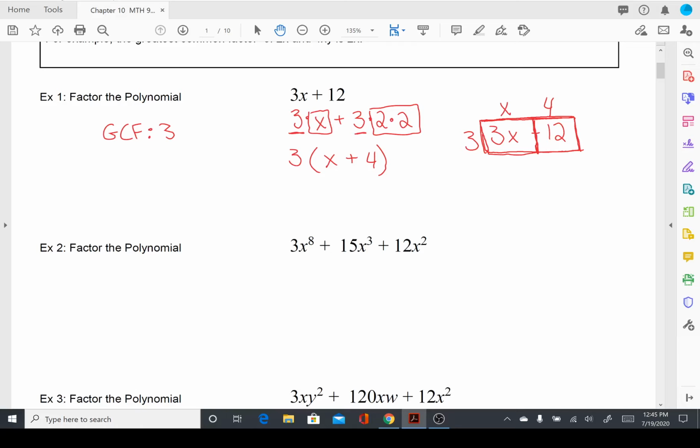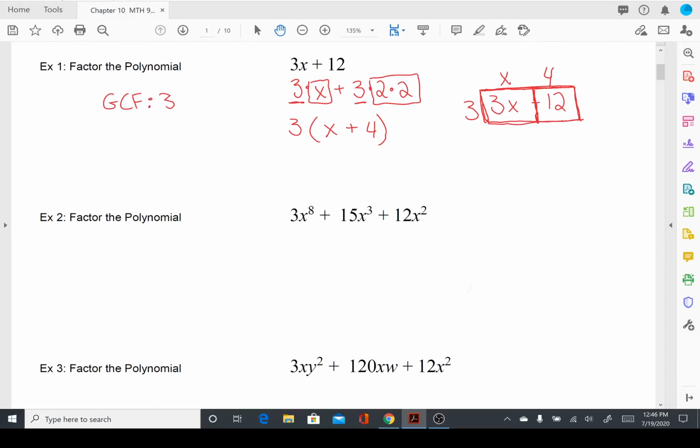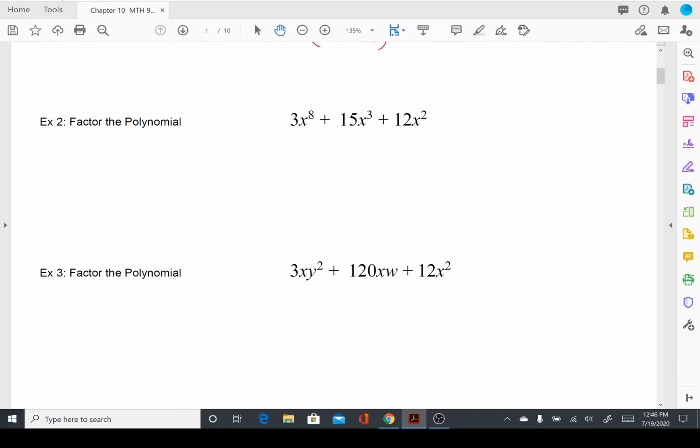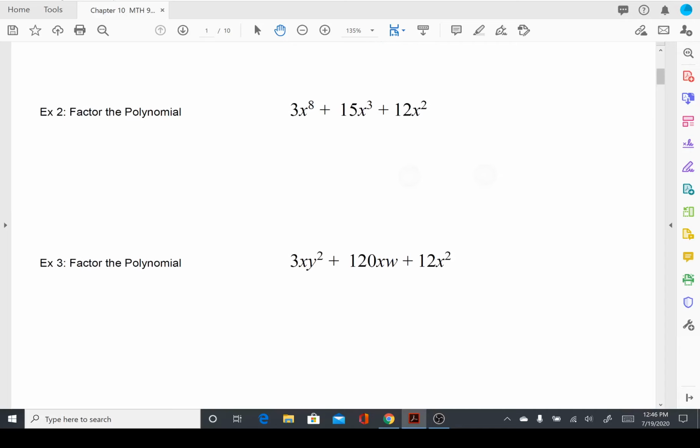Regardless, the answer is 3 times the quantity x plus 4. We would also say 3 parentheses x plus 4. Either way. Okay, so that's for the first one. I'm going to do 2 more examples, and I'll be modeling it in both ways.